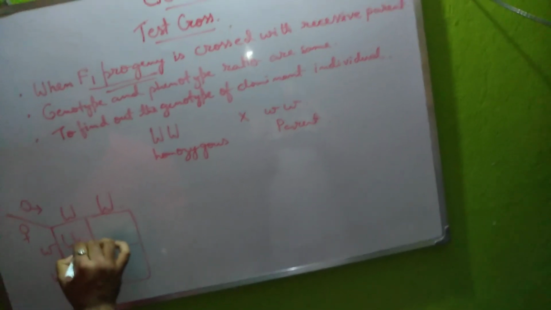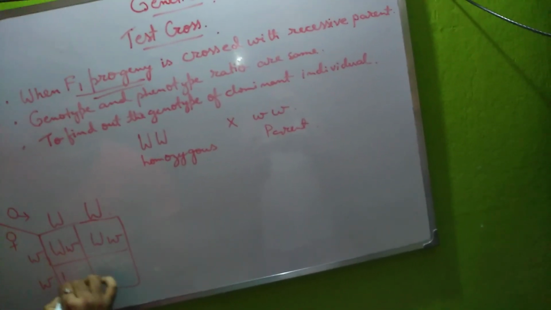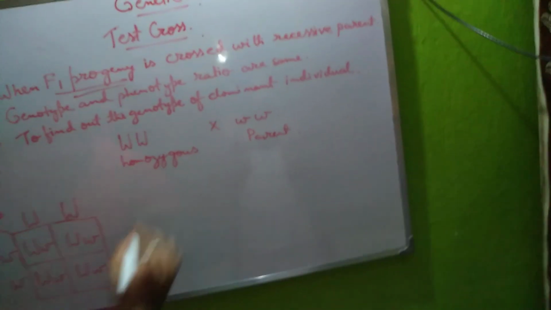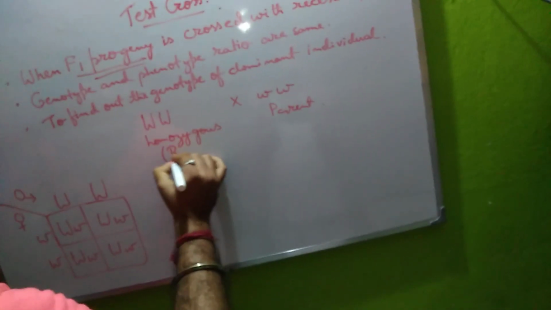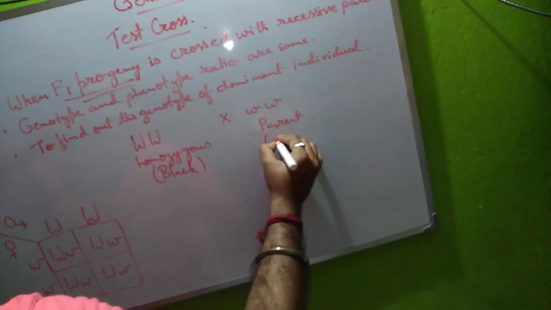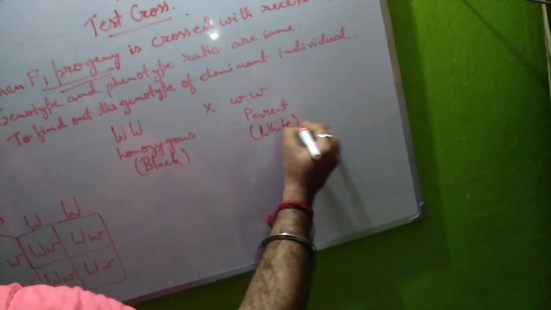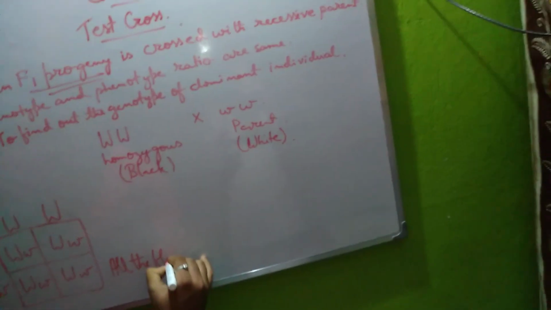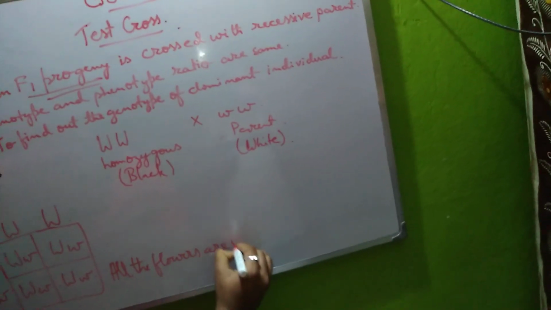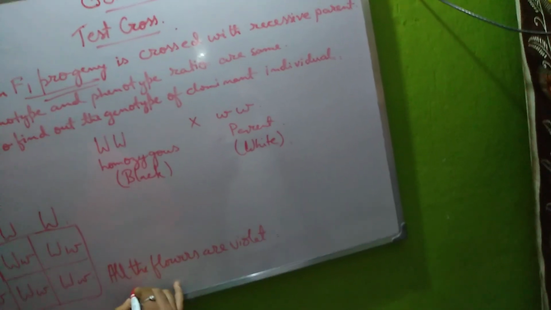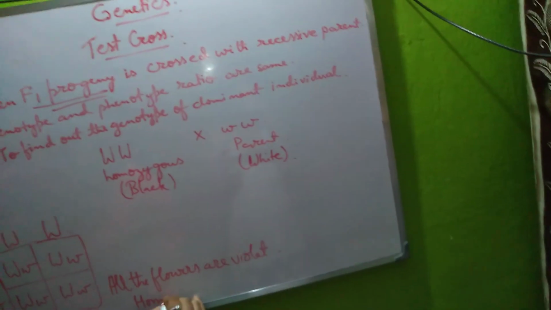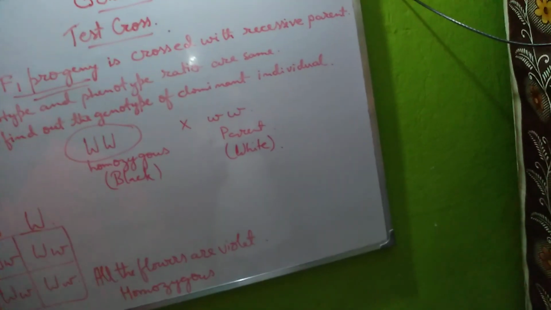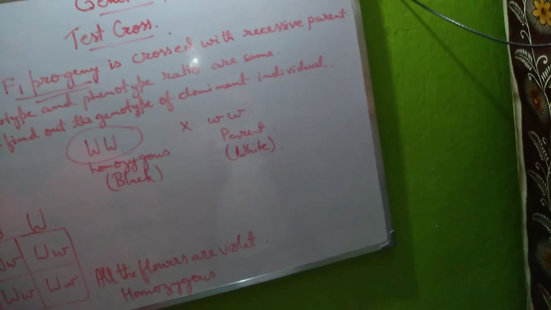So from here I am getting all the four gametes the same. Suppose this is a black color flower, this is a white color flower. So what I will be getting from here, all the flowers are violet. And what is the condition? The condition is homozygous dominant, as I have taken the F1 offspring or the progeny to be the homozygous dominant one.